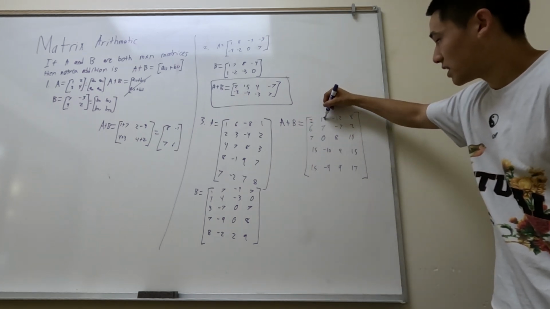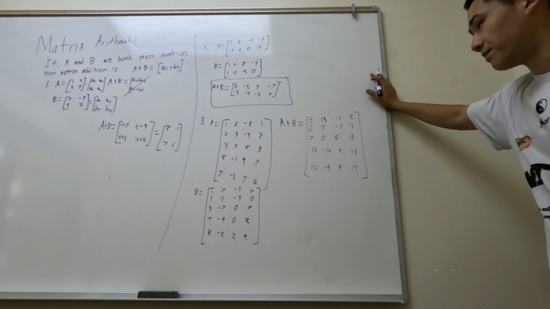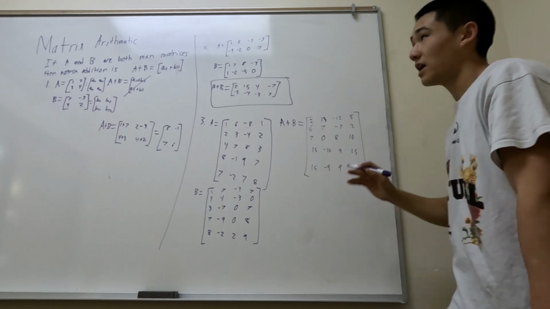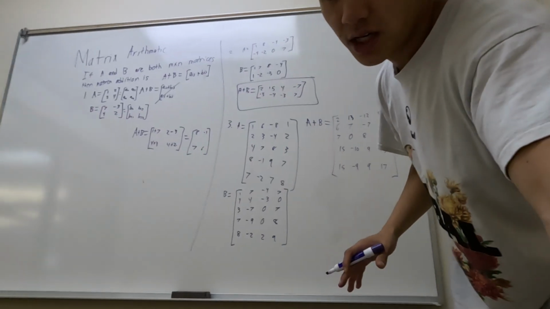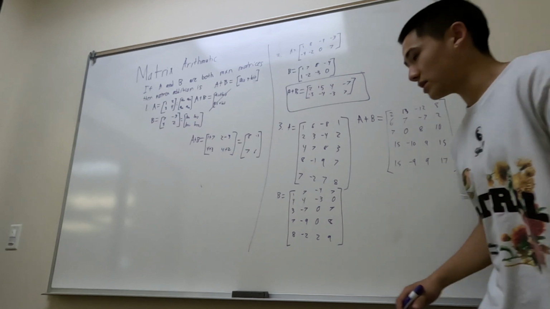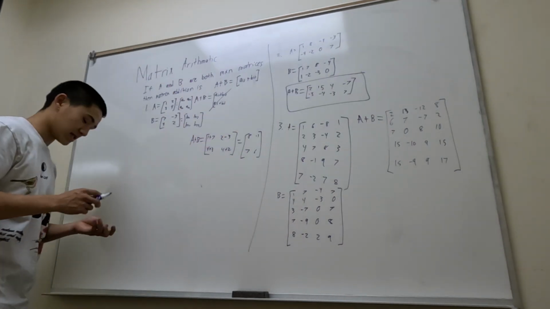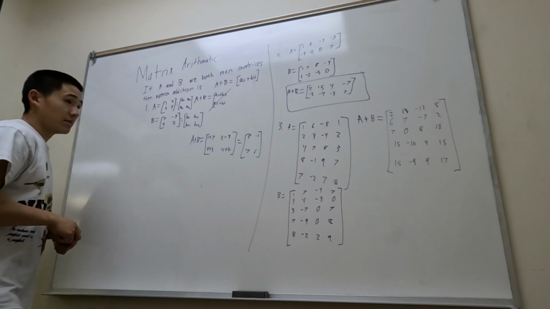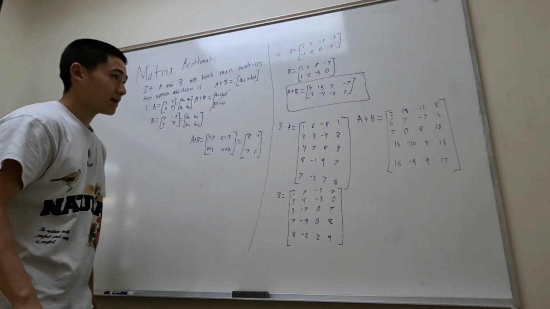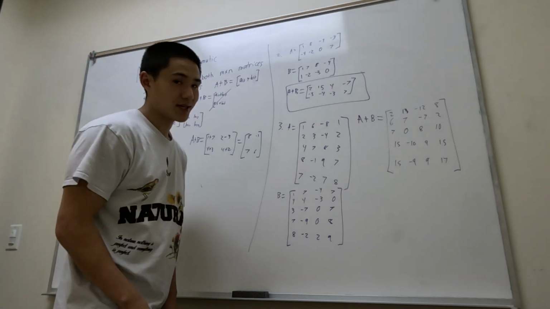If you got a different answer, let me know in the comments, but that's how you do matrix addition. If you have any questions, let me know. This is very simple. This is pretty much matrix subtraction as well because it's the same thing. Let me know what you think, and look out for matrix multiplication because that's a nice one.